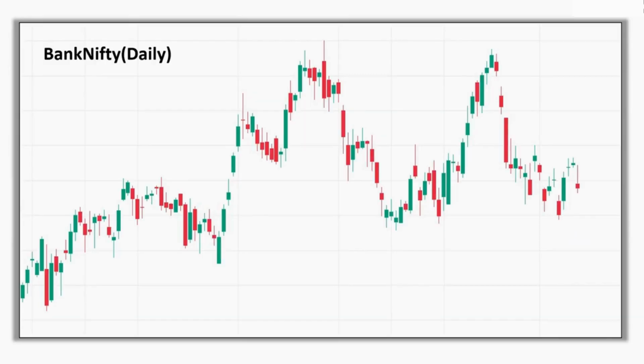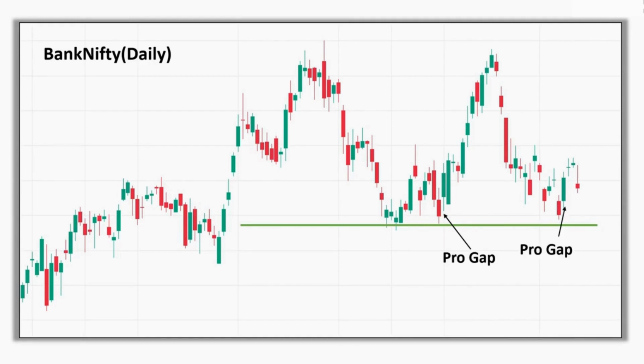As you can see on the screen, this is the daily chart of the Bank Nifty index. And over here, we can identify a support level for the price. And exactly over here you can see we got a gap up opening in a downtrend, which is actually called the pro gap. After that, the market took a slight reversal and went bullish. And a similar thing has recently happened in the market. That is, after a strong downtrend, we got a gap up opening. And this actually indicated a reversal.